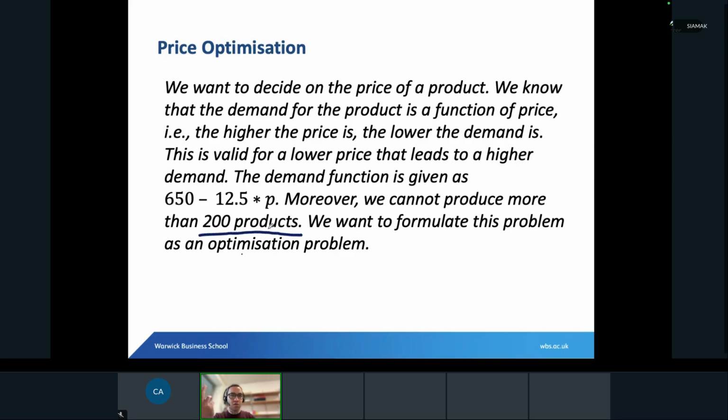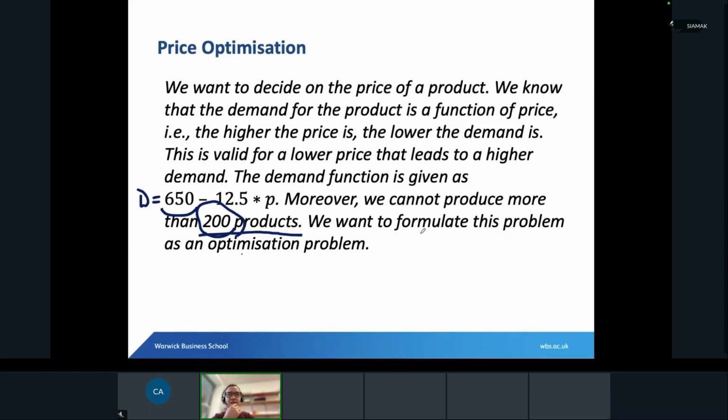So based on the demand function, this is our demand. The demand is equal to 650 minus 12.5p, where p is the price. You can see here, if the price is equal to 0, then based on the demand function the demand goes up to 650. But we have only capacity of producing or storage of 200 products. So you're not going to do that. And it's not sensible, right? You have a demand when the price is equal to 0, so it's not that much of profit that you can get.